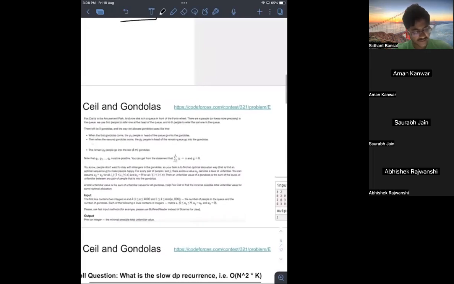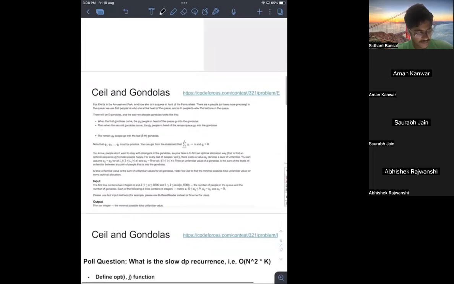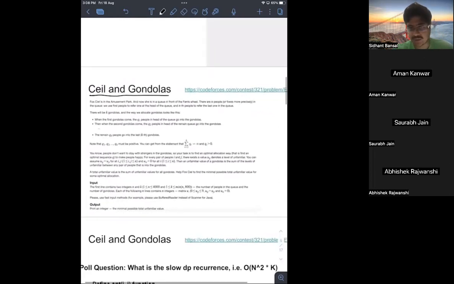The problem we are discussing is Split and Gondolas. It's problem E on CF. I have the link on the side. You guys can open the CF link as well if you want. What's the problem? The problem is that there are n people and you want to group them into k gondolas. They come in a specific order. All those n people have come in a specific order from 1 to n.